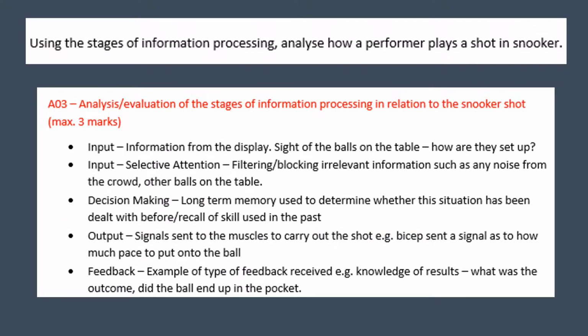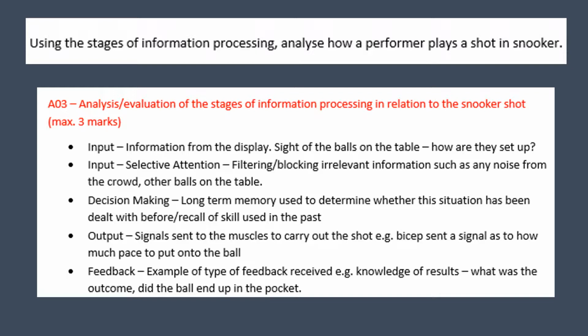For our three AO3 marks, we can delve a little bit deeper into each stage of information processing and exactly what's happening for the snooker player. So we might go into a bit more detail about the input stage and say that it's information taken from the display. And again, this could be the sight of the balls on the table and might include how they are set up for the player to play a shot.